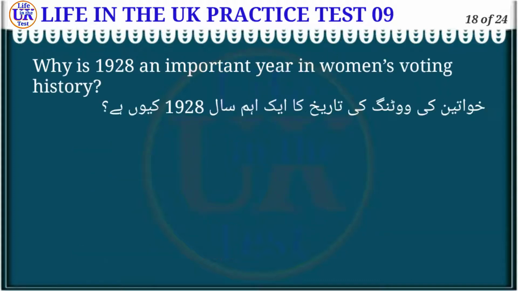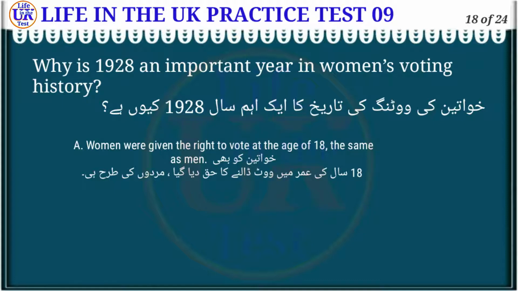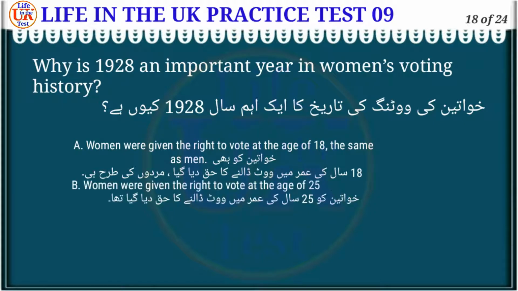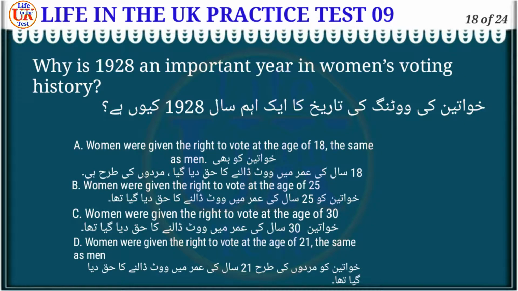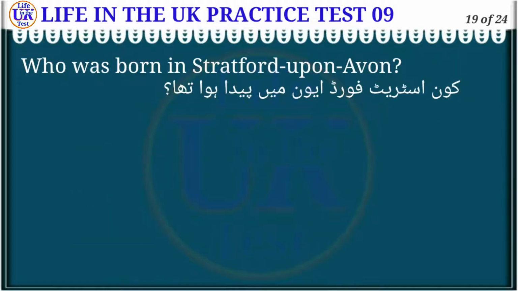Question 18 of 24. Why is 1928 an important year in women's voting history? A. Women were given the right to vote at the age of 18, the same as men. B. Women were given the right to vote at the age of 25. C. Women were given the right to vote at the age of 30. D. Women were given the right to vote at the age of 21, the same as men. The correct answer is D. Women were given the right to vote at the age of 21, the same as men.